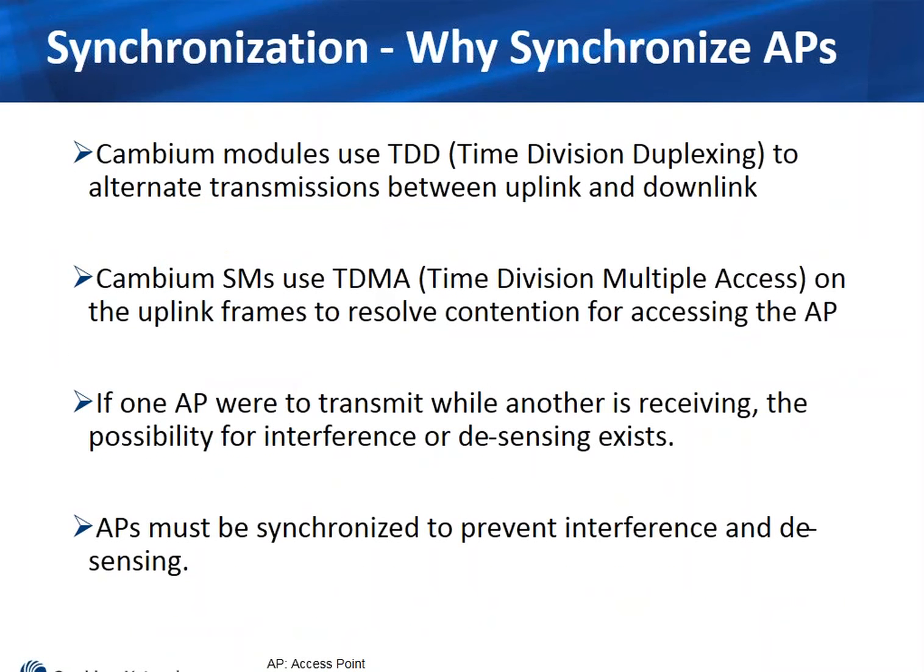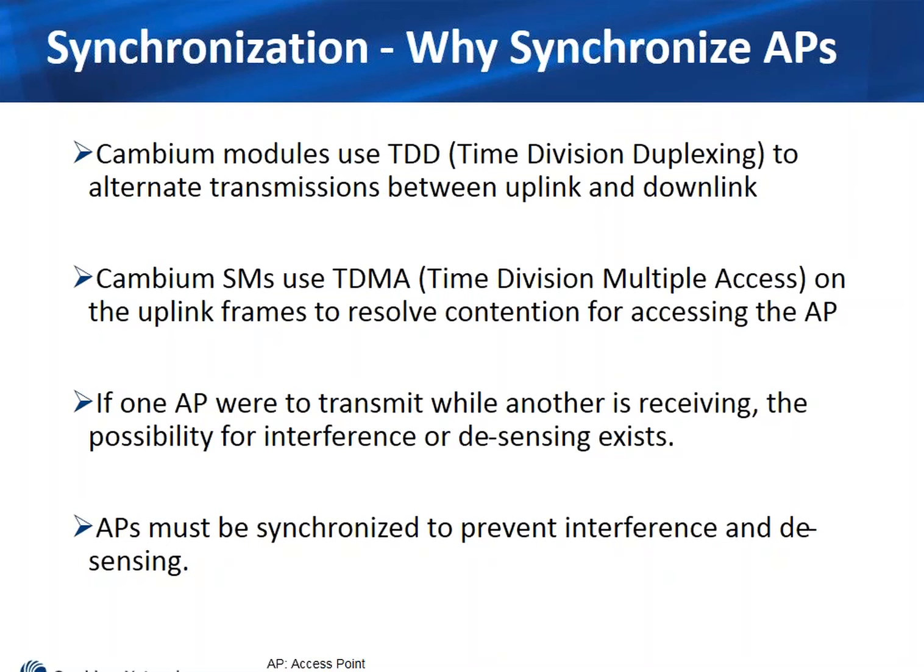So, I know that it's a solution that's basically over some period of time transmitting in one direction and then stopping and transmitting in the same direction or in the opposite direction using the exact same frequency. So Cambium modules use TDD, time division duplexing, to alternate transmissions between uplink and downlink, as we just went through here.